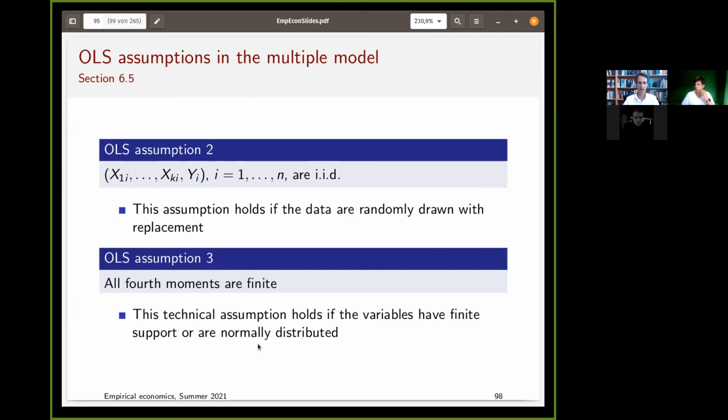So in general, this assumption is not really critical. It can be critical if you work with financial data, because financial data sometimes have really heavy outliers, and outliers might make the fourth moments infinite. So this is also another way to state this assumption. We do assume that there are no severe outliers in the data set.